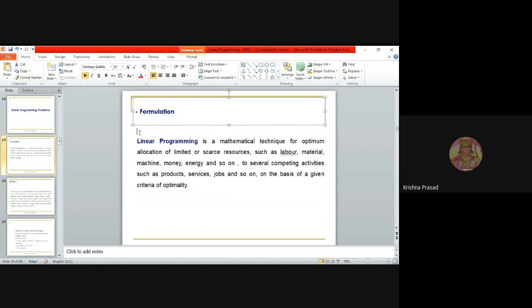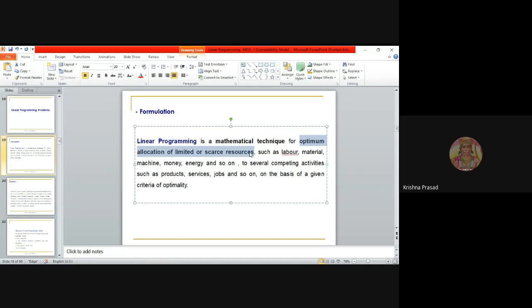Linear programming is a mathematical technique for optimum allocation of limited scarce resources. We have one word, mathematical technique. We have another word, optimum allocation. A very important word. It is not feasible allocation. Optimum allocation of resources which are scarce. Okay, anything for that matter.